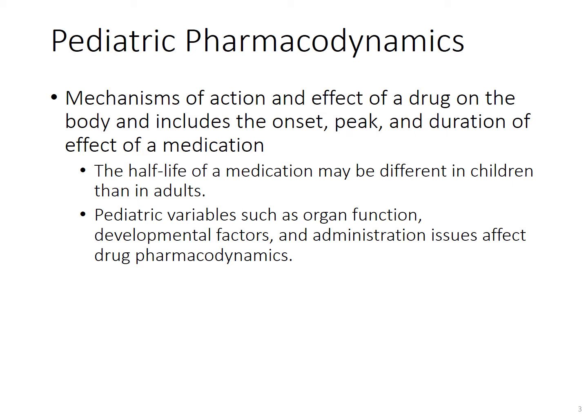So, with all that in mind, the mechanisms of action and effect of a drug on the body includes the onset, peak, and duration of the effect of a med. The half-life of a med may be different in children than in adults, so never use an adult reference guide. You're always going to use the pediatric reference guide. Pediatric variables such as organ function, developmental factors, and administration issues affect drug pharmacodynamics. Okay?